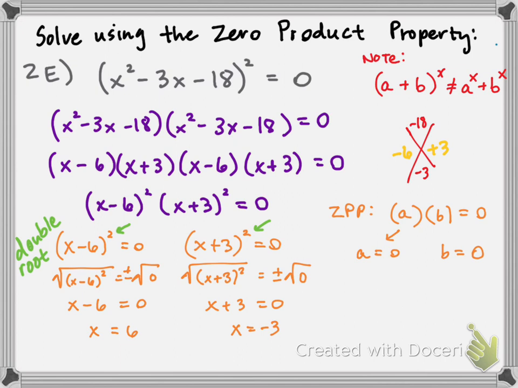So what we can claim in our set notation is we have negative 3, and we can put in parentheses double root, and 6 we can put in parentheses double root. If you see this on the homework key, again, that's because that factor occurred twice. Now let's extend that. If the factor occurred 3 times, meaning it was x minus 6 cubed, well then we'd have what's known as a triple root. We'll talk more about that during our polynomial section, but I just wanted to bring that up.